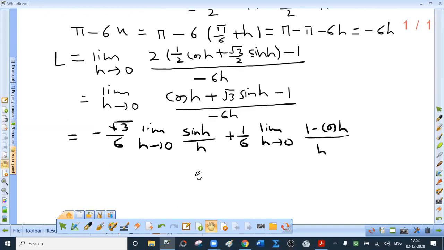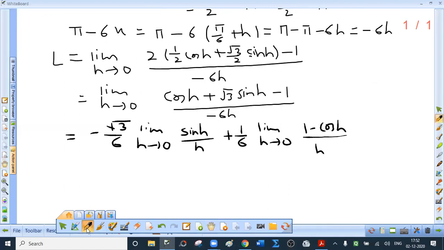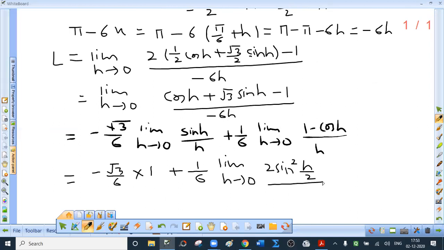Now next step, this is allowed because we have separated these two parts, right? So I can say, taking the limit in the first case, this is a standard limit, its value is 1, plus 1 upon 6, limit h tends to 0. Now it is 1 minus cos h, 2 sine square h by 2, 2 sine square h by 2. Now the denominator I write as h square by 4, but the original denominator is h. So I have to multiply this by what? H by 4. I hope you understood this.